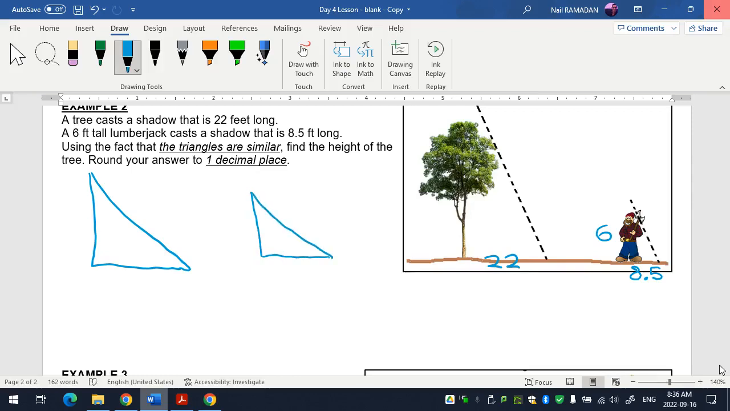Does anyone need rulers? Anyone? Your diagram doesn't have to be perfect. Even if your lines are not super straight, that's absolutely fine. Anyone? Okay, I'm glad that so many people are not using them. That's fine. Okay, so what do we need to do now?